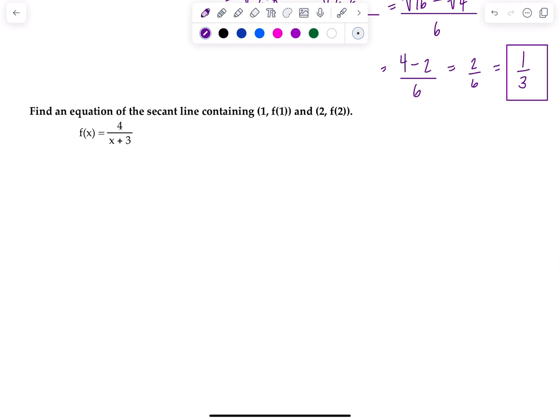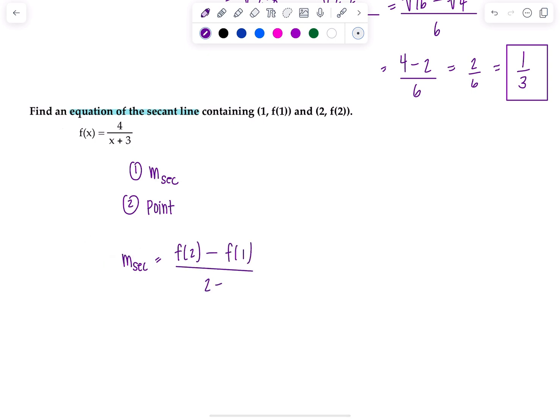Okay, last example. Find an equation of the secant line containing 1, f of 1 and 2, f of 2. So we did something very similar already. If we want the equation of a line, not just the secant line, any line in math, you need two things. You need the slope. So I need the slope of the secant line, and then I need a point. Well, the slope of the secant line is equal to the average rate of change, so we'll go ahead and compute that. The slope of the secant line is equal to f of 2 minus f of 1 over 2 minus 1. Let's compute these function values off to the side.